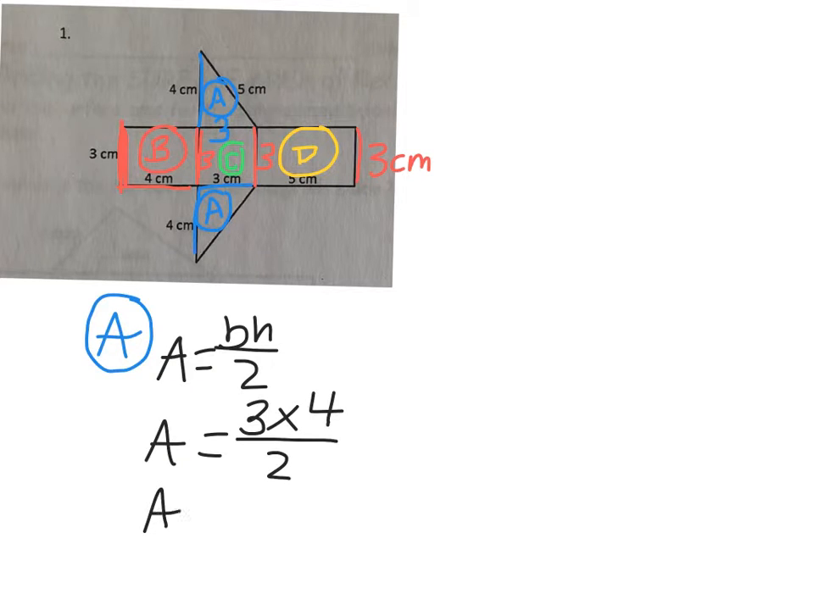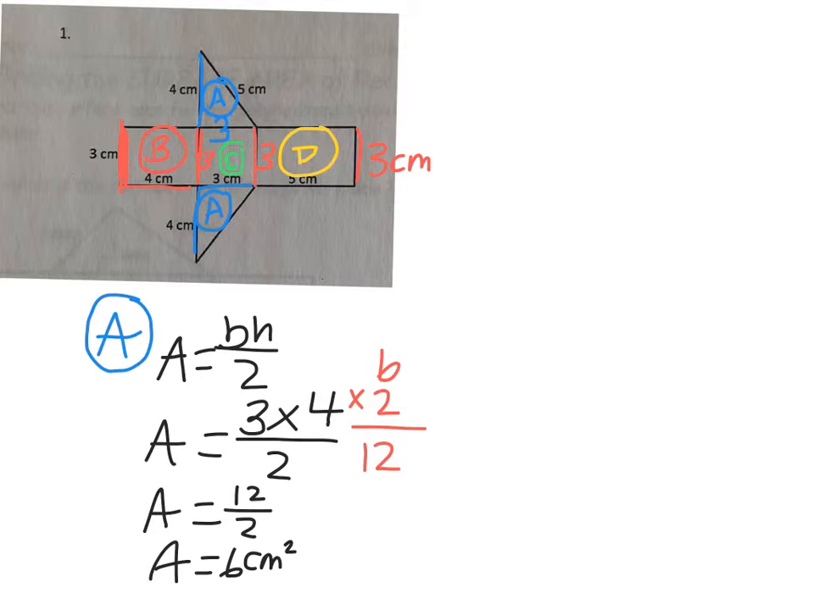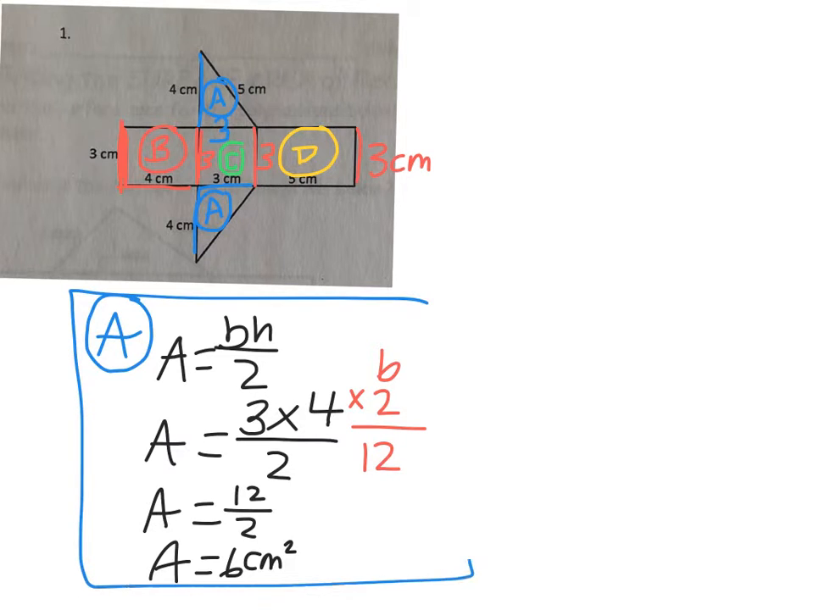3 times 4 is 12. 12 divided by 2 gives me an area of 6. So for one shape A, my area is 6 centimeters squared. Now, I have 2 shape A's, so I need to take that area of 6 and multiply it by 2 to get 12. And now, I'm done with shape A. So let's move on to shape B.